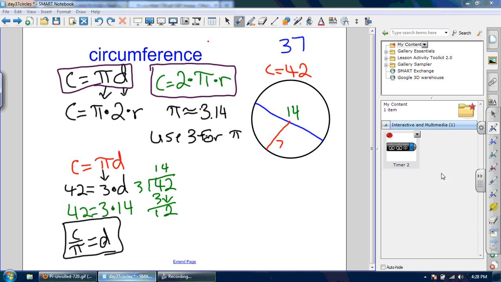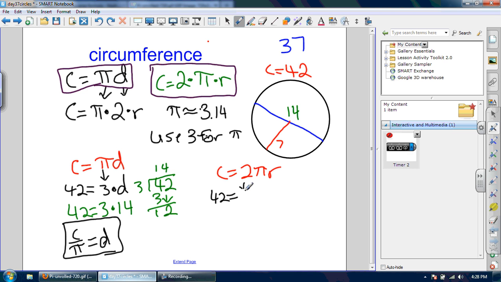So again, we can copy it down. We can say C is 2 pi r, right? And we're going to fill in the information we know. So we still know circumference is still 42.